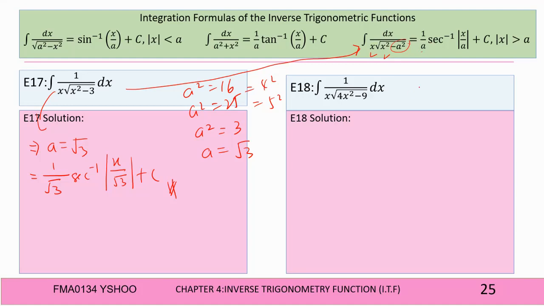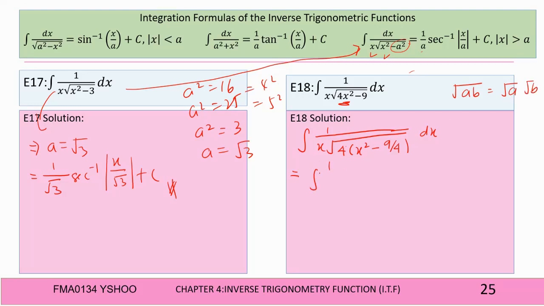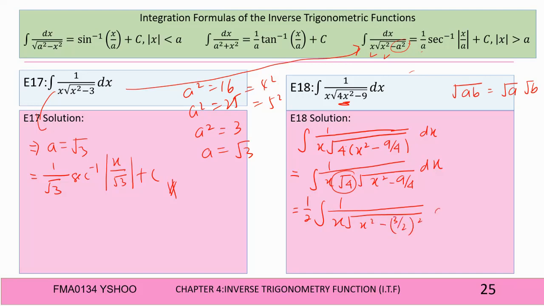So how about this one? This one is also like the previous one. This one is not x square, so same thing, factor out. But be a little careful with the factorization. First I factor out 4: x squared minus 9 over 4, then this is my dx. Remember this one actually is root of AB, so I can separate it into root A multiplied by root B. So integrate 1 over x root 4 root of x squared minus 9 over 4 dx. This root 4 actually is 2, so you can write 1 over 2 integrate 1 over x root of x squared minus 3 over 2 square dx.